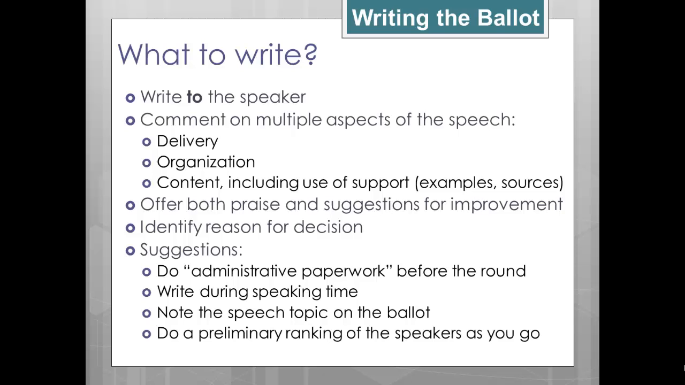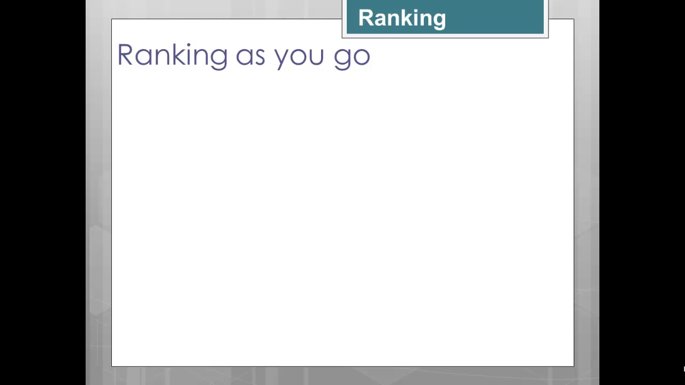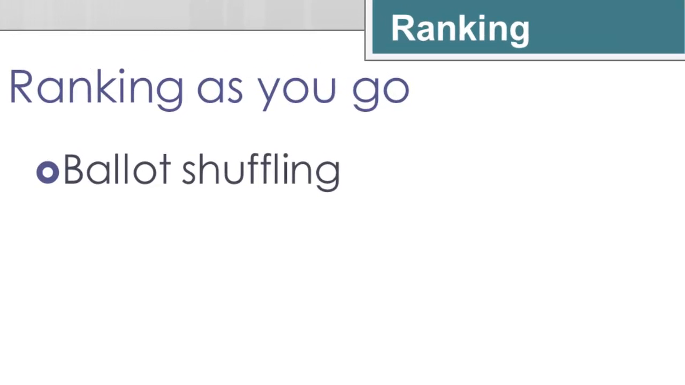And it often helps if you rank the speakers as you go. There are multiple methods to rank as you go, usually entailing that you are constantly re-ranking speakers throughout the round without writing the rank on the ballot until the very end, because otherwise you'll be doing a lot of erasing and crossing out. First, there is ballot shuffling. Think about the first speaker as first place until another speaker does better, which causes you to re-rank.